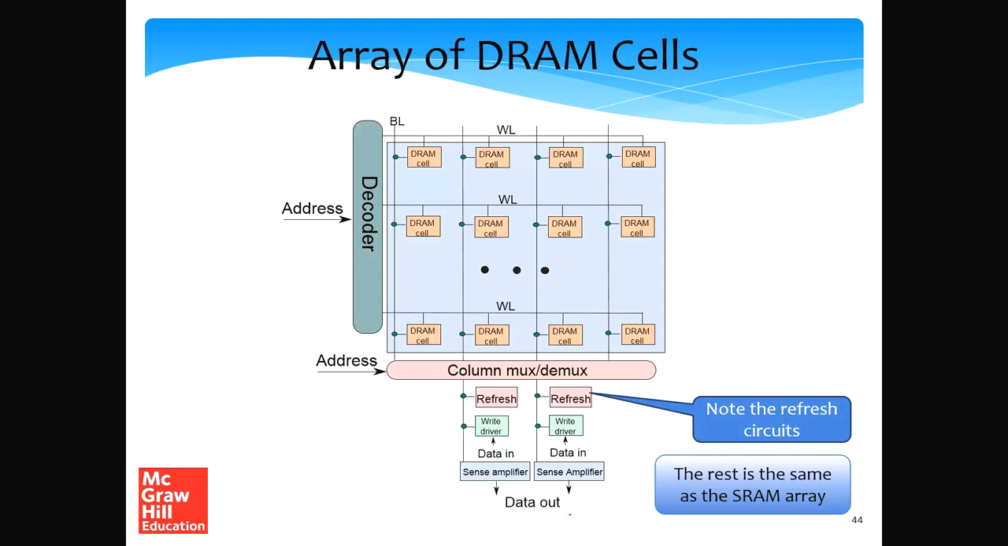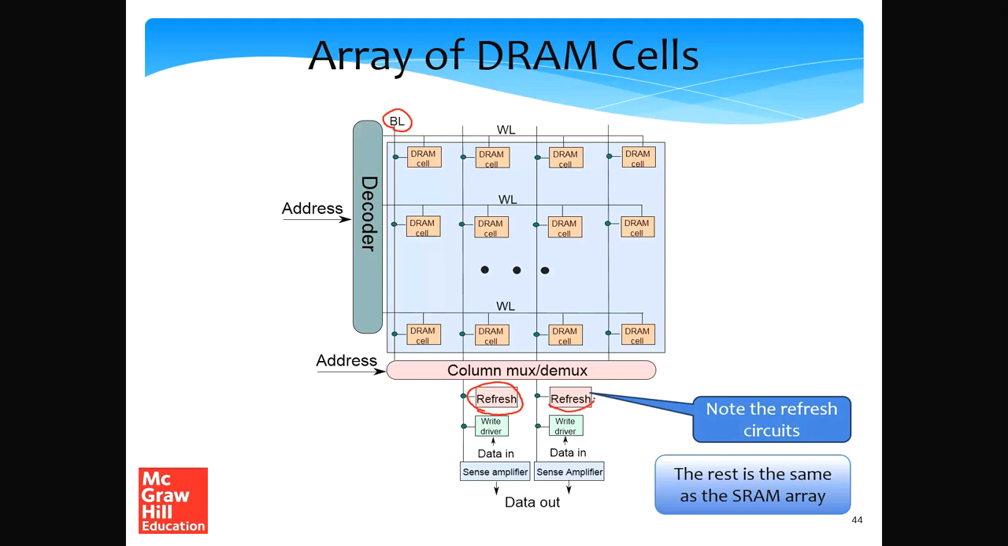So here is what an array of DRAM cells looks like. It is very similar to an array of SRAM cells. The only differences are that there is a single bit line instead of multiple bit lines. The address and the decoder part are all there, and the cells are organized as a matrix. The column multiplexer, demultiplexer is also there. And in addition is the refresh circuitry, right?